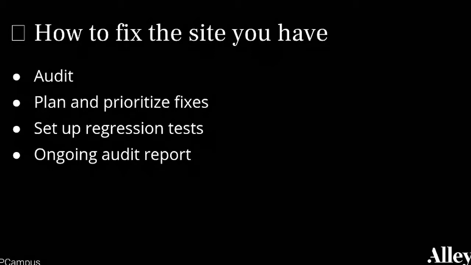The next thing you should do is set up those regression tests. So you should make sure that the accessibility level of the site when you begin this process does not degrade as you work to making fixes. And then you should provide an ongoing audit report to whatever stakeholders you may have that demonstrates progress on improving accessibility on your site as time goes by.